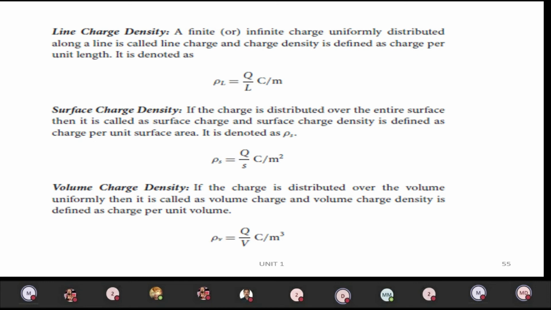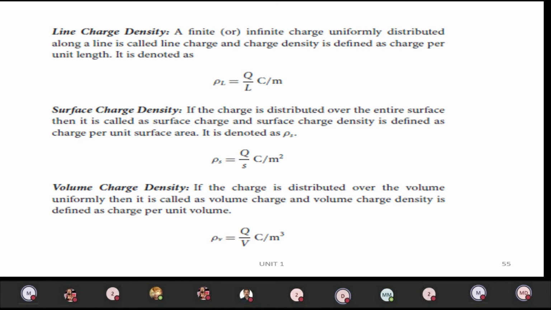Here we have three specific densities: line charge density, surface charge density, and volume charge density. Line charge density is nothing but the ratio of charge per length. Unit is coulomb per meter. Surface charge density is charge per surface. Unit is coulomb per meter square.